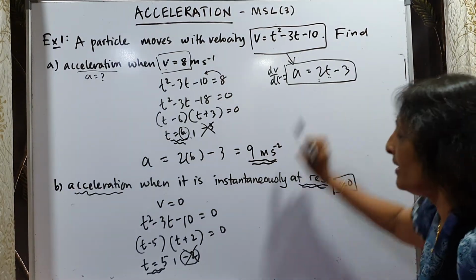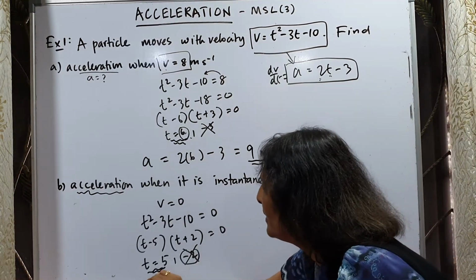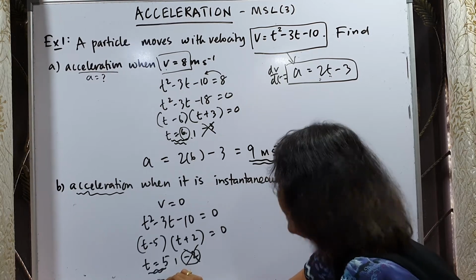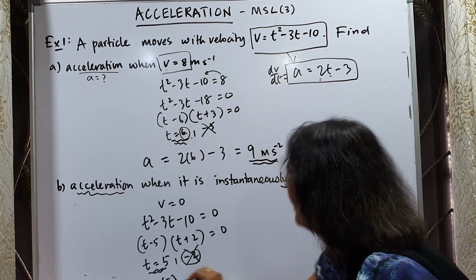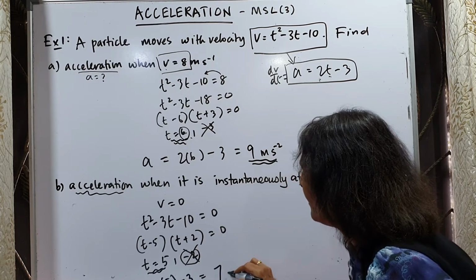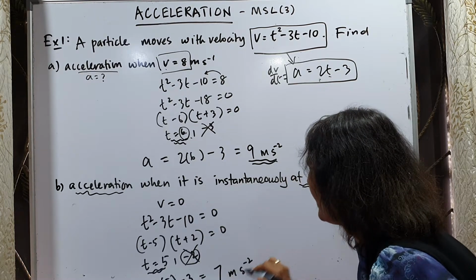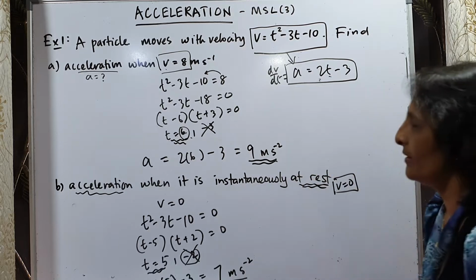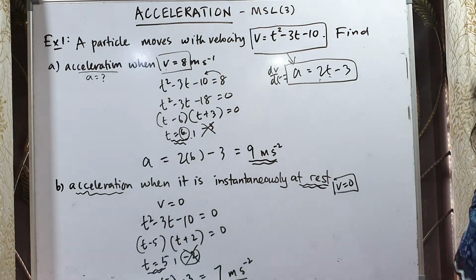We use this A and you sub the t is 5. Sub t is 5 here. So we get 2 times 5 minus 3. So finally answer is 7 meters per second squared. This is your answer. Okay, it's quite simple, right?